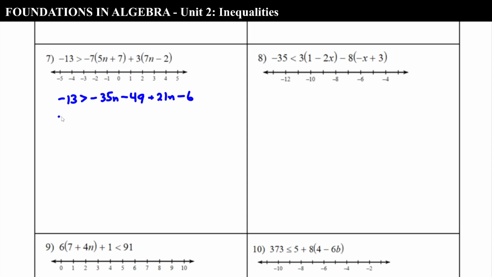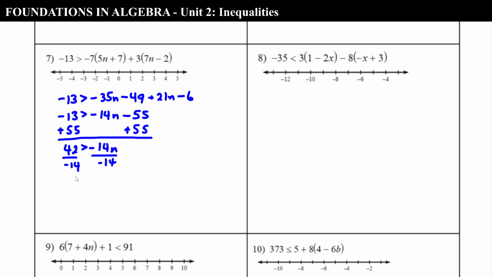Now we're going to combine all of our like terms. We have two terms with n in it. So when we combine the negative 35n with the positive 21n, that gives us negative 14n. And then when we combine negative 49 with negative 6, we get negative 55. Now we're going to add 55 to each side. And that's going to give us 42 is greater than negative 14n. And then we can divide each side by negative 14.